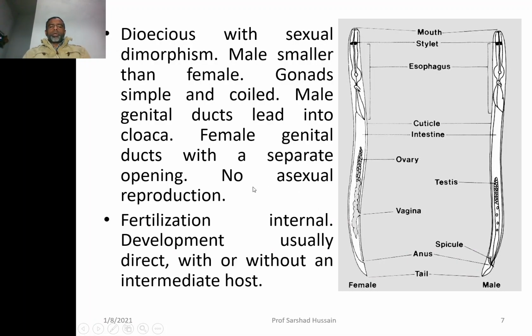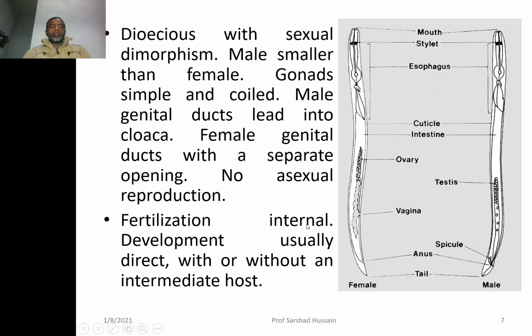No asexual reproduction in this phylum. I have already told you that asexual mode of reproduction is dominant in lower forms, and sexual mode of reproduction is dominant in higher forms. As we are moving from phylum Protozoa to Porifera to Coelenterata and onwards, we are seeing that now we have reached a stage where no asexual reproduction is taking place.